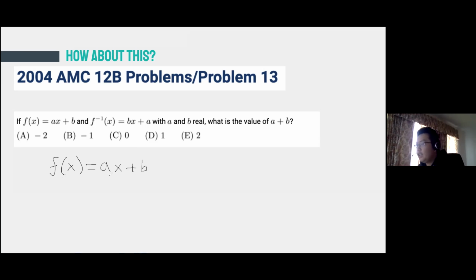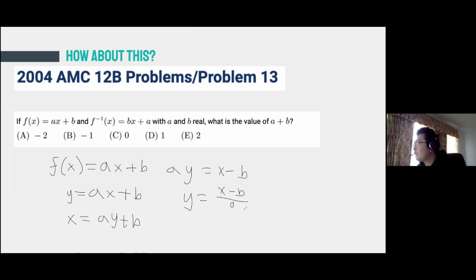So the first way I would probably do this is I would see that f(x) equals ax plus b. So let's find the inverse of f(x), because we want to make sure that this inverse is correct. So we have y equals ax plus b, and then x equals ay plus b, ay equals x minus b, and then y equals x minus b over a. I think this is right. Yes, x minus b over a.